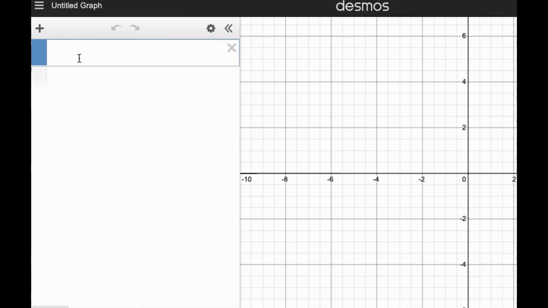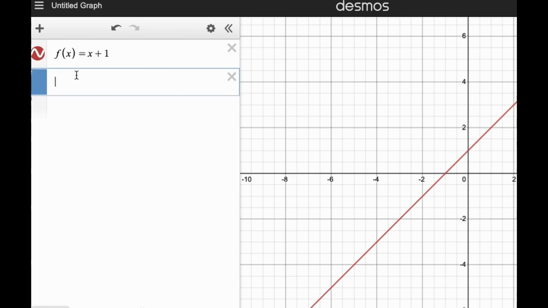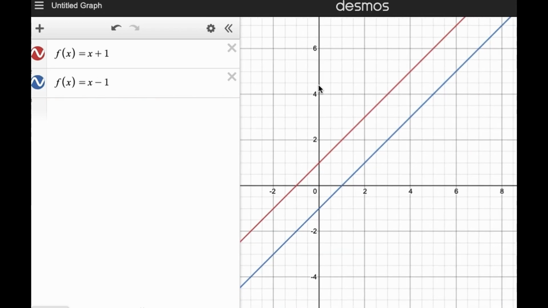In Desmos, we can just type in what they asked for, so we could do f of x equals x plus 1. And then we can do f of x equals x minus 1. And we can see both functions side by side. So these are just line equations.